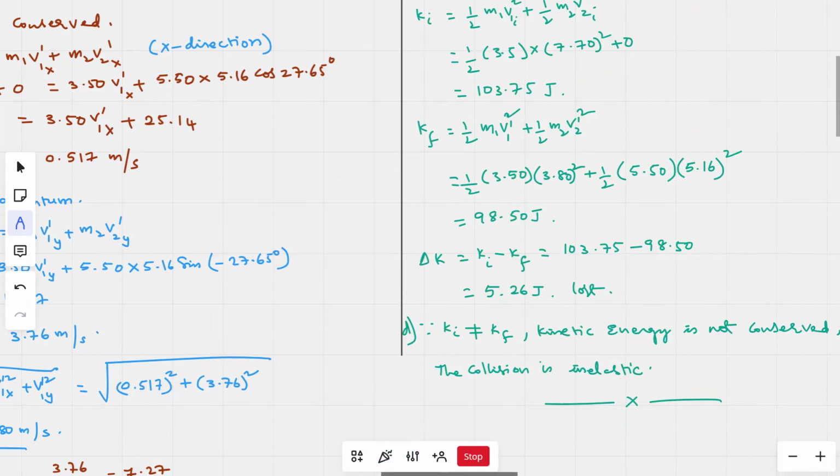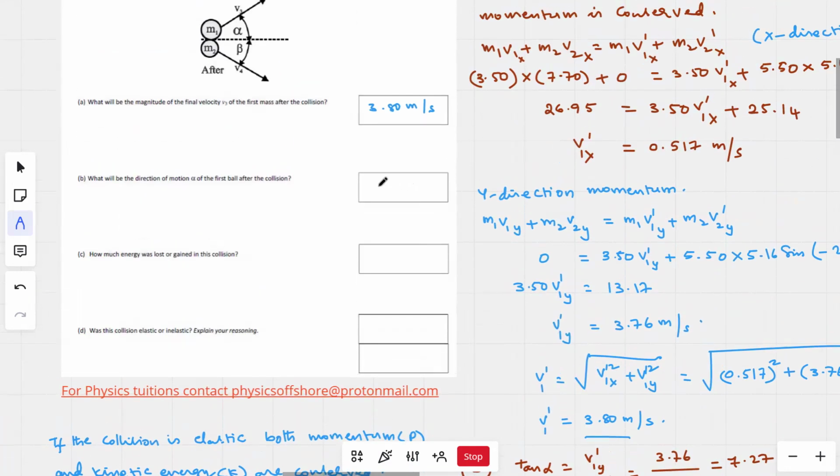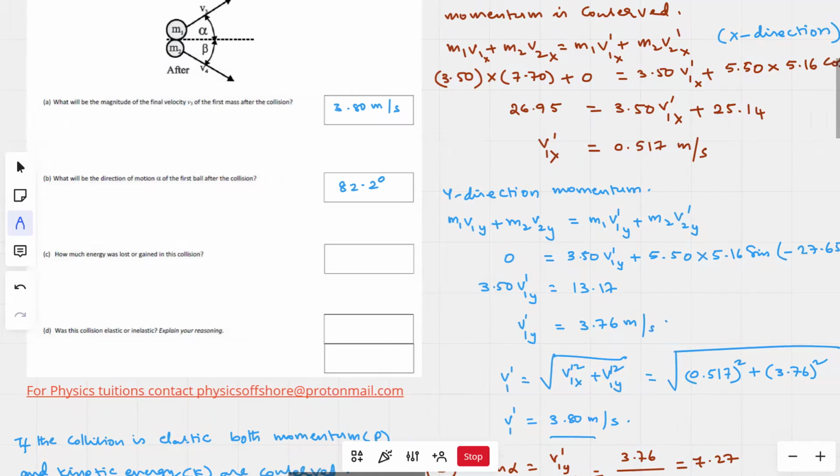Okay. This is what he asked. See here, these are the different parts. The magnitude of the final velocity of the first mass after collision is 3.8 meters per second. And then the direction is 82.2 degrees upwards. And then energy lost or gained: here energy is lost. 5.26 joules is lost. And then the collision is inelastic because energy is lost. K is not conserved.